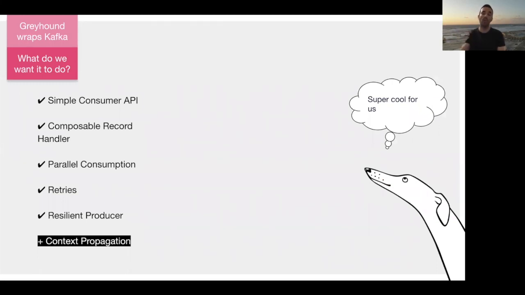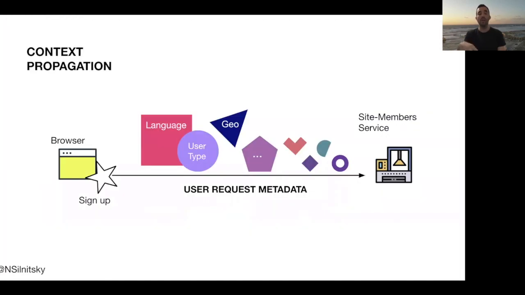And one last feature I want to mention is context propagation. So this is very important for us at Wix, where we have this use case, for instance, of some site visitor who wants to sign up for the Wix site, and the site member service gets the HTTP request, and it has a lot of request headers like the user language, the geolocation, and the user type. Is it a site visitor? Is it a Wix site user? So all of this information is found on the request itself.